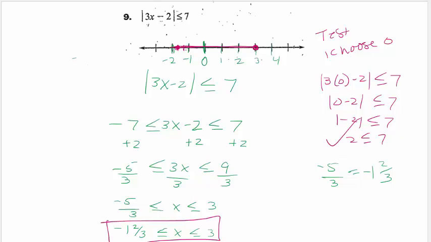All right, one thing to remember is that if you have to multiply or divide by a negative number, it didn't come up in these, but just remember, if you multiply or divide by a negative, you have to flip the sign when you do that.